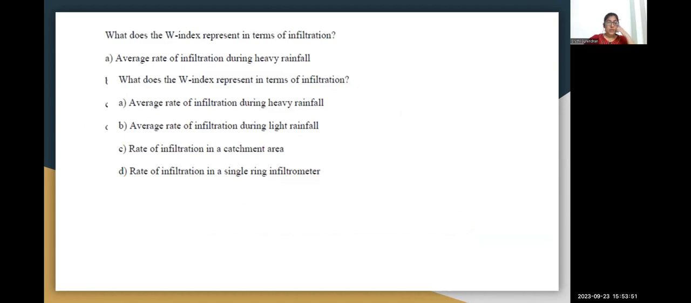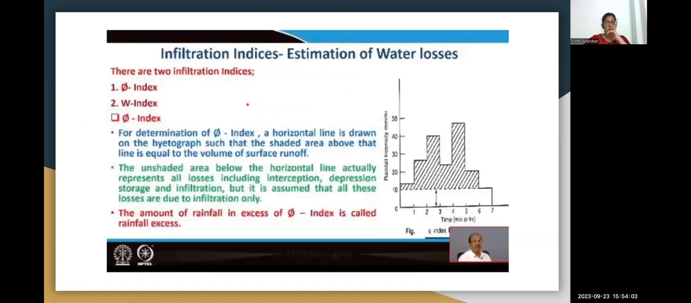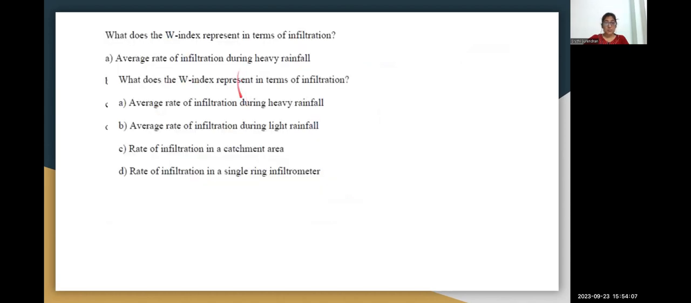Again, in this question, what does the W index represent in terms of infiltration? Okay, W index represent in terms of infiltration. There's some mistake. The slide is not properly made, so I'll correct it and then publish it.